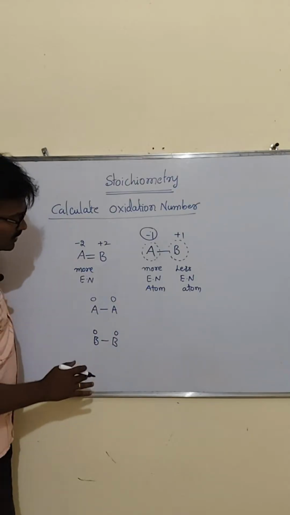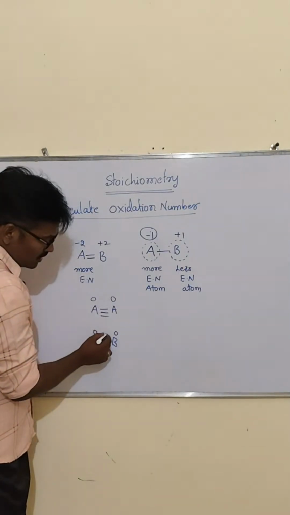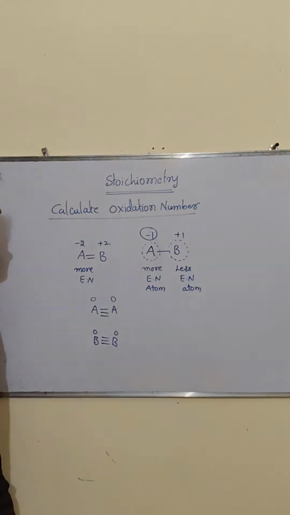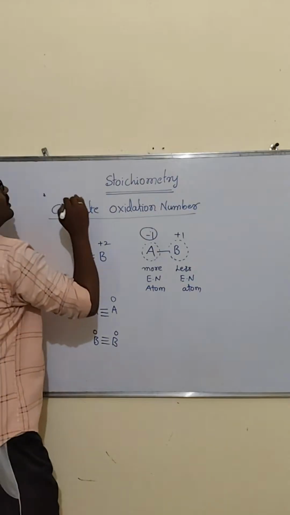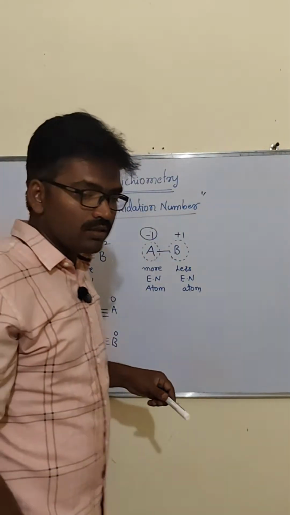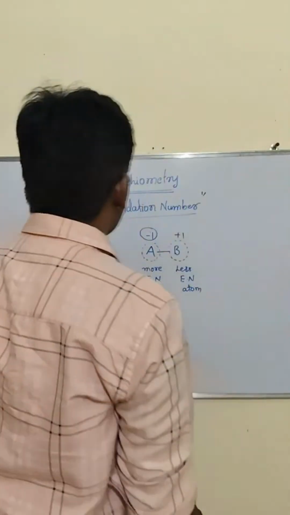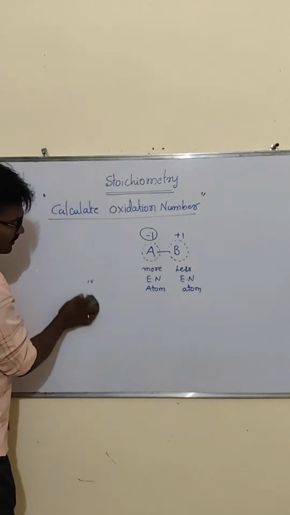In case a double bond is there, also 0, and even if a triple bond is there, also 0. So this is what we have to remember before going to calculate the oxidation number. Here some important compounds I will discuss, to show how to remember oxidation states.